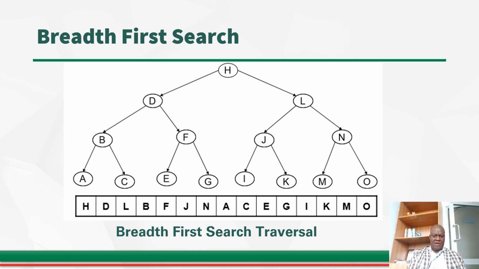Breadth first search traversal. This is H. From H, you come to D. From D, you go to L. From L, you go to B. From B, you go to F. From F, you go to J. From J, you go to N. From N, you go to A. From A, you go to C. From C, you go to E. Then you go to G, I, K, M, and O. That is breadth first search.